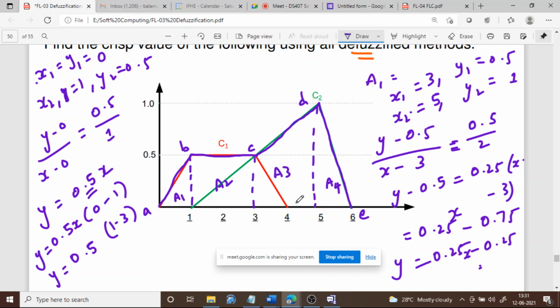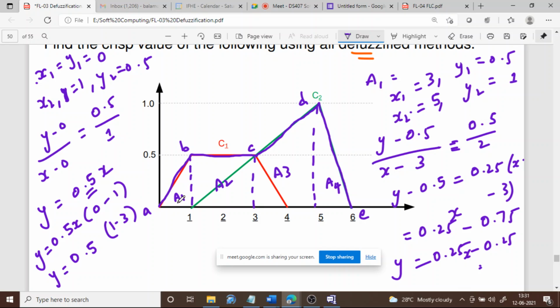Okay, 3 to 5. Similarly, you can calculate for this also, right? Now you apply the integration formula and you get it. Okay, right? So this is how this center of gravity technique works. Okay. Similarly, you can work on the center of sum technique also.